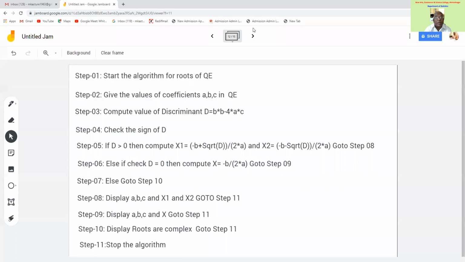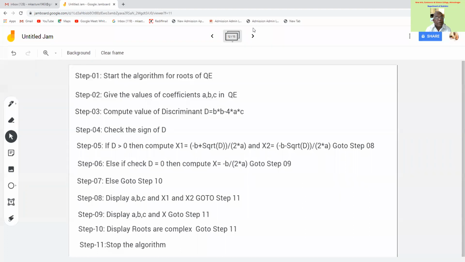Now remember here, if D greater than 0, we have to perform certain action. If D equal to 0, we have to perform some other action. If D less than 0, we have to perform some third action. So in every case, we have to perform exactly one action only. Remember this. So check the sign of D.